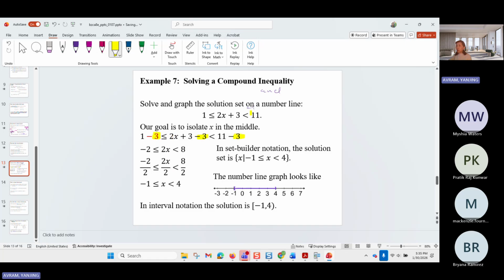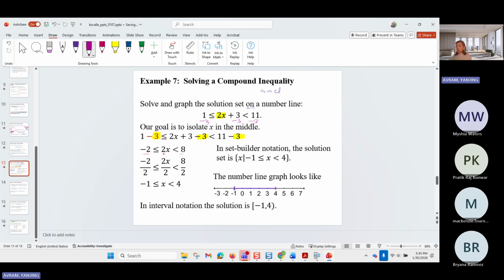Look at it. I want to isolate the 2x, right? So that means I have to get rid of this 3. So I will have to minus 3 on all of them in here. And then this will be negative 2, this will be 8. And then you divide by 2 on all of them.